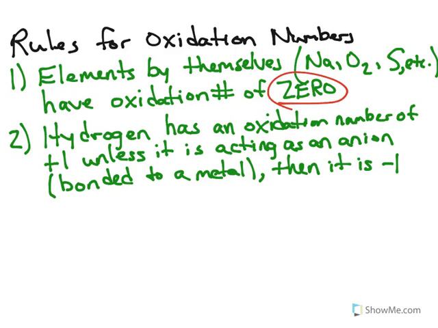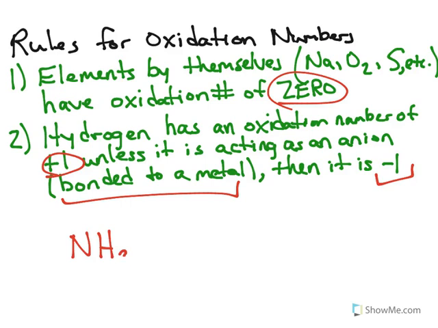The second rule talks about hydrogen. Hydrogen has an oxidation number of +1 unless it's acting as an anion, which will of course mean it's bonded to a metal. Then it will have an oxidation number of -1. So hydrogen is almost always +1 when in a compound unless it's attached to a metal. If we had something like NH3, since this is not attached to a metal, this hydrogen has a +1 oxidation number. But if it were something like NaH, where I can clearly see that this hydrogen is attached to sodium, which is a metal, then in this case this hydrogen would have a -1 oxidation number.